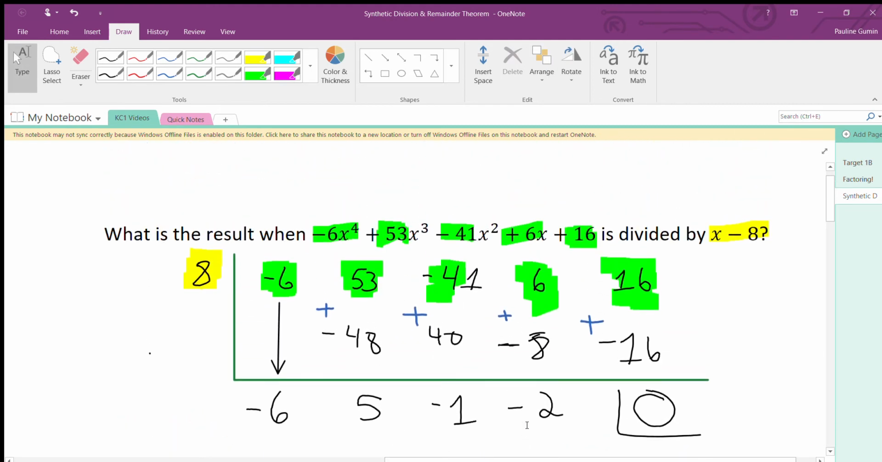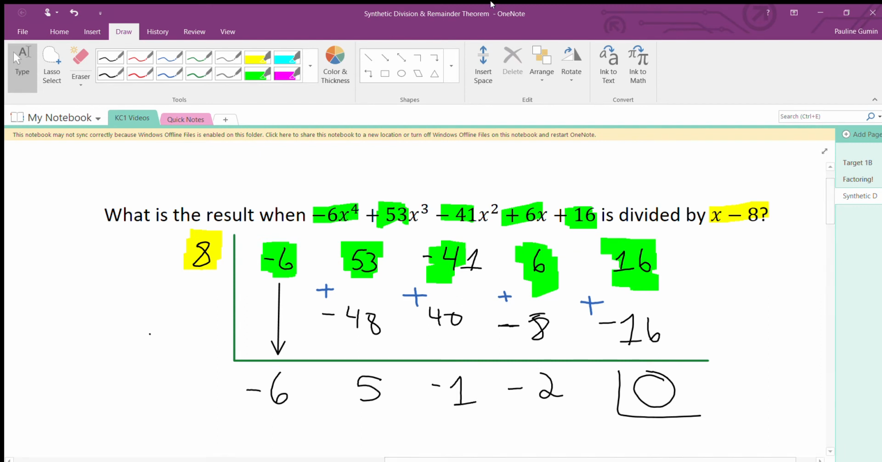We just got to put our variables in. We're going to start with 1 power lower. Alright, so I'm beginning with the negative 6, x to the power of 3. It's a positive 5, so I'm writing plus 5x squared. I already have a minus there, then an x, and then minus 2. And we're done with that problem.